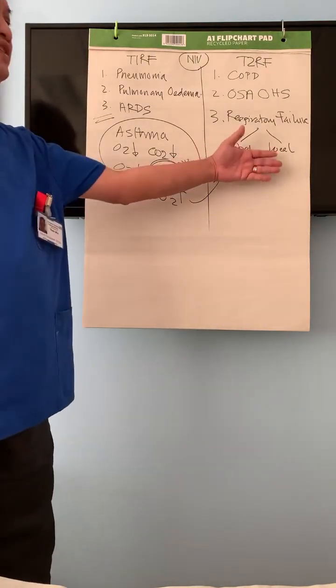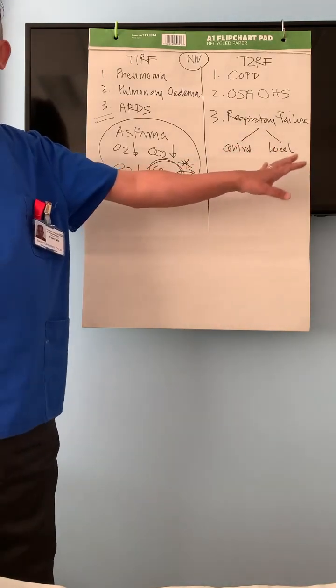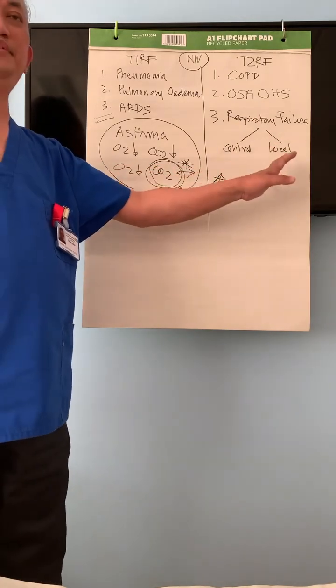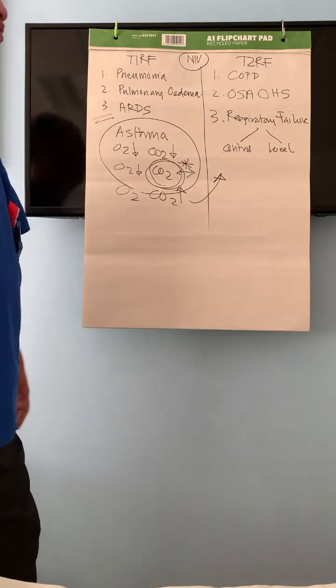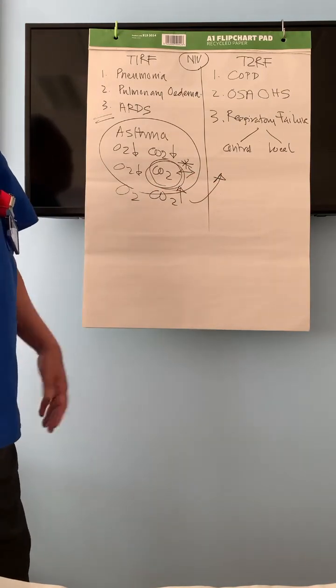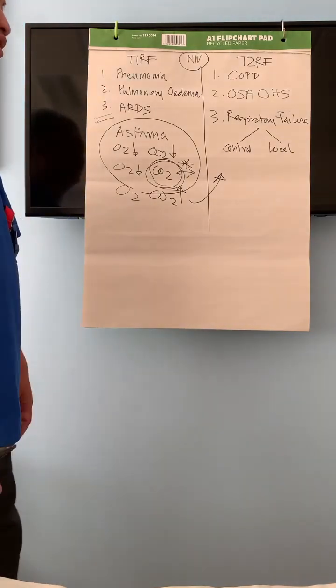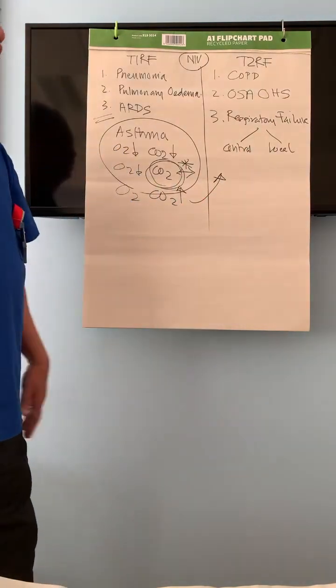Guillain-Barré is also included in the local because Guillain-Barré is a neuropathy, causing a myopathy, muscle weakness of the respiratory muscles, and Guillain-Barré, myasthenia gravis. These are the type 2 respiratory failure. All right.